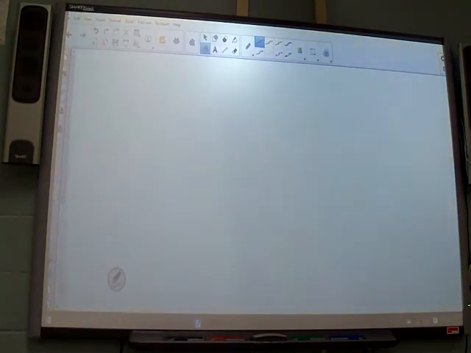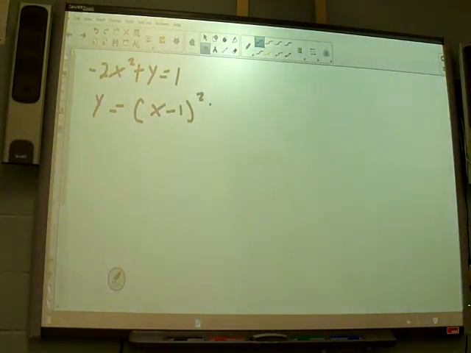Number 14, come on, page, there we go. 14, I've got negative x squared plus y equals 1. And then on the other one, I've got y equals (x minus 1) squared plus 3. So on these two, 14 and 15, it's told you to solve the system. So this is the ones we did where we have to find the intersection points.